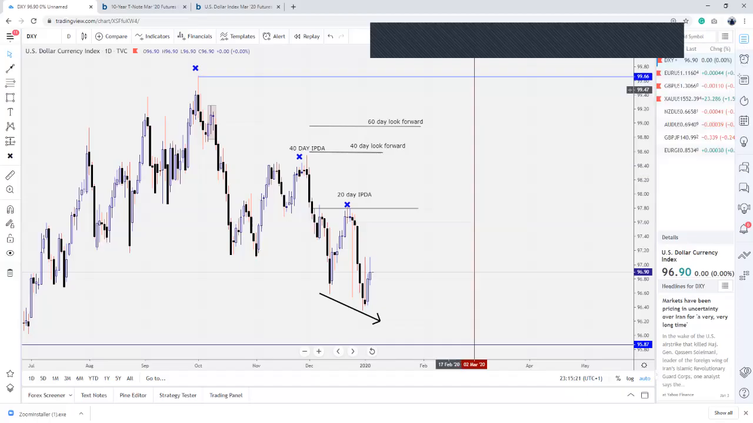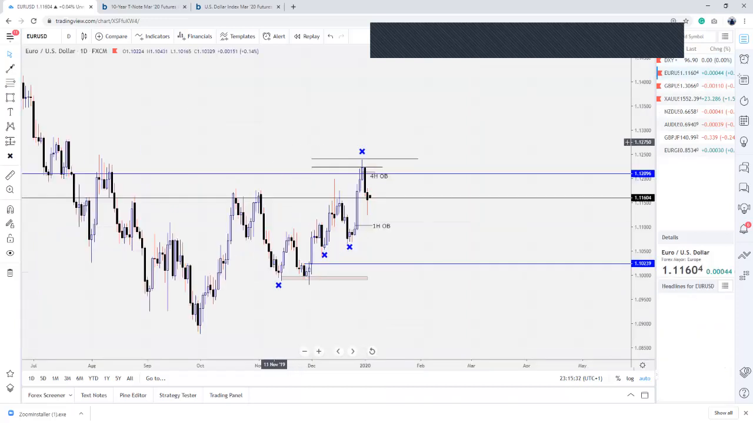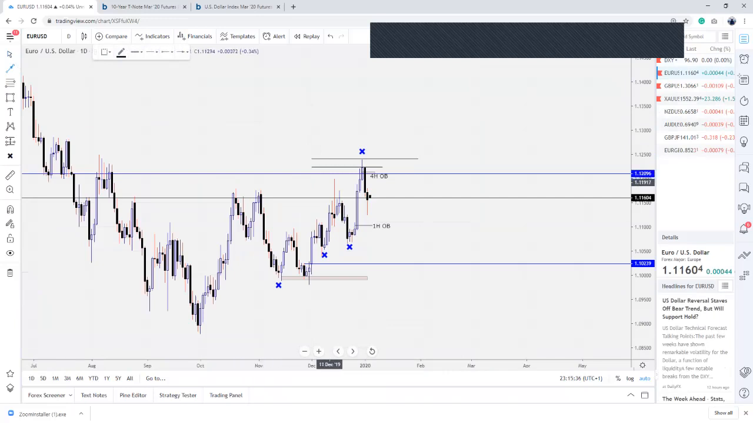So the DXY made a lower low from the 11th last month until the 1st. Now, in the same time period, EU was going higher, was going up. Okay, so this is a normal correlation we like to see between Euro and the DXY. If DXY is going down, you want to see Euro go up in the same time period.